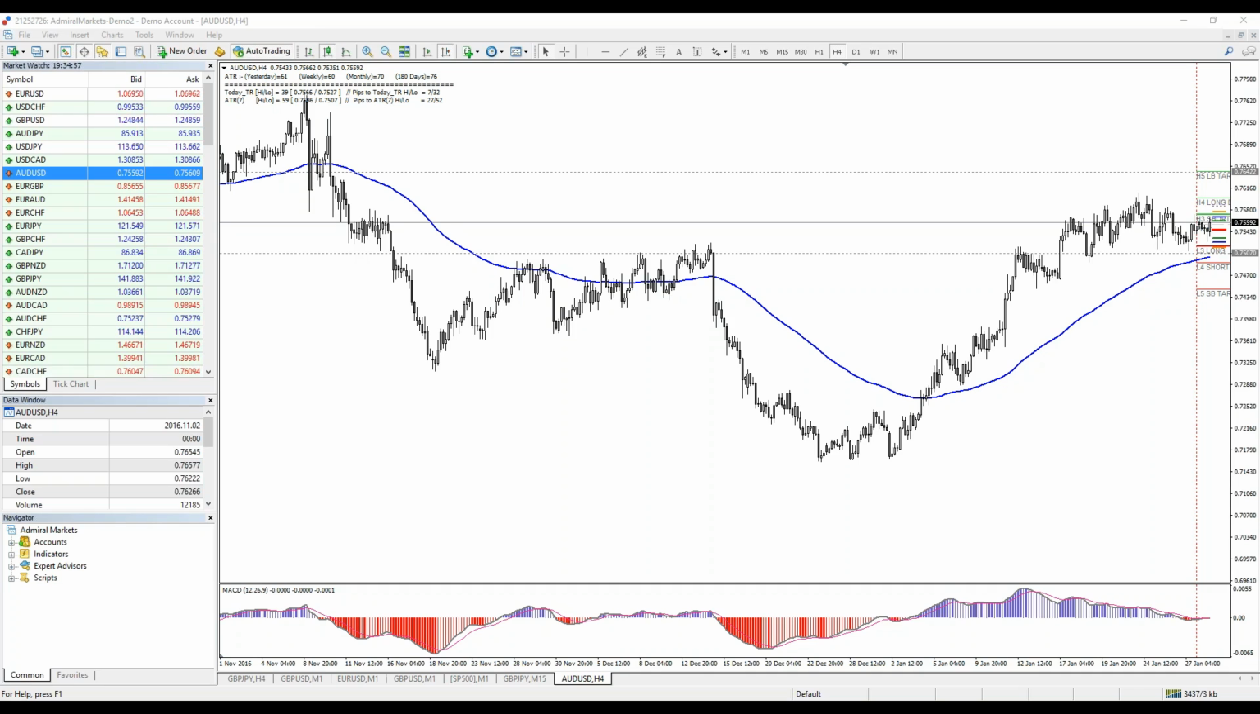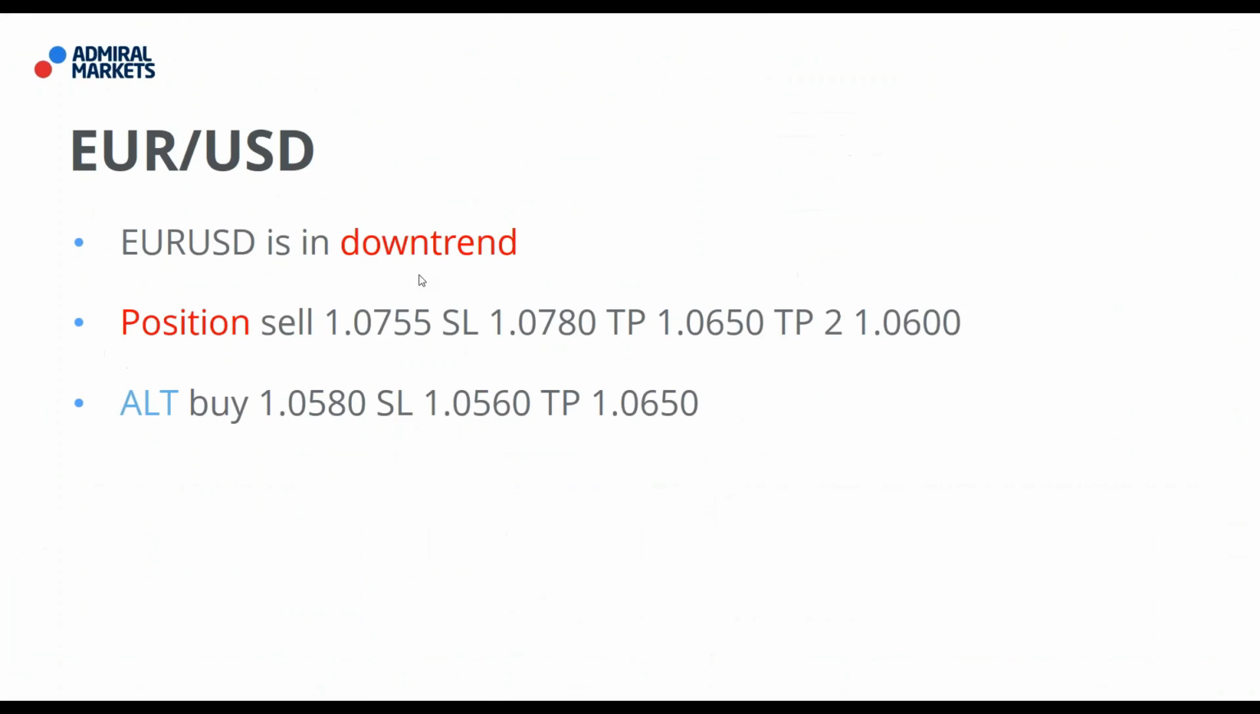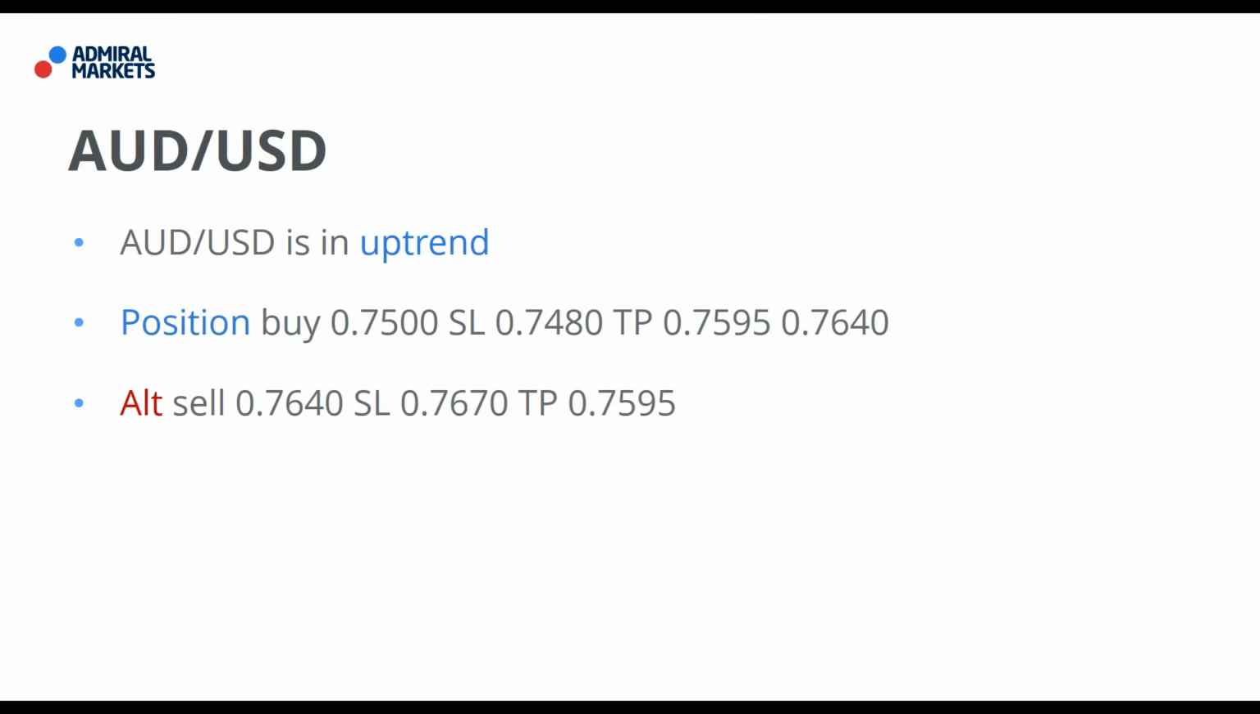So it can be sent in 7625, 7670, and TP is 7595. So this is, guys, how it looks now. Okay, this is Australian dollar.